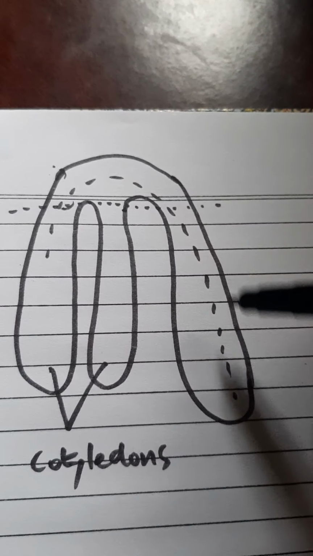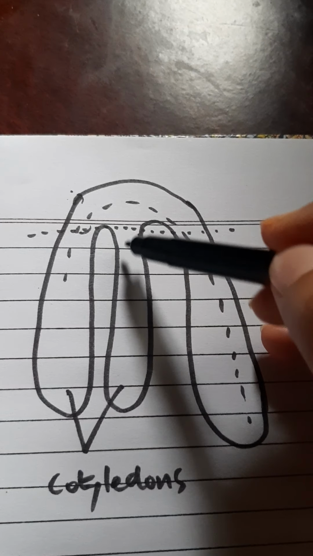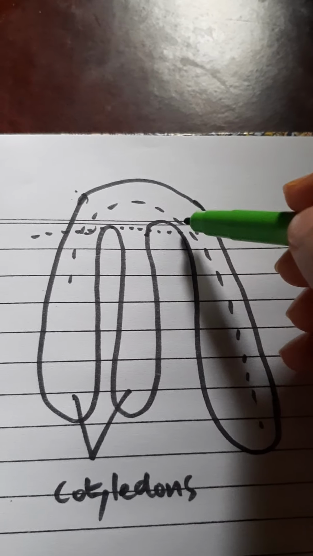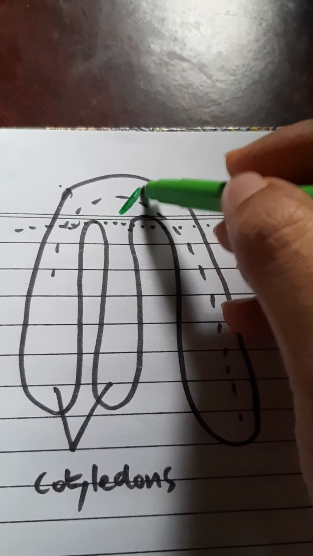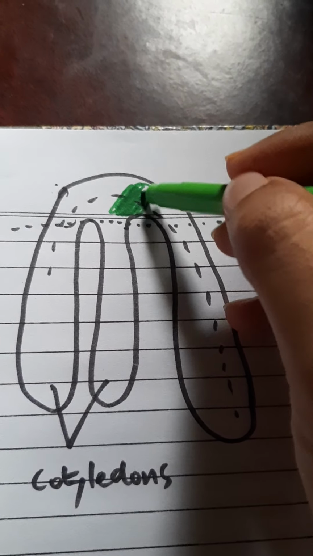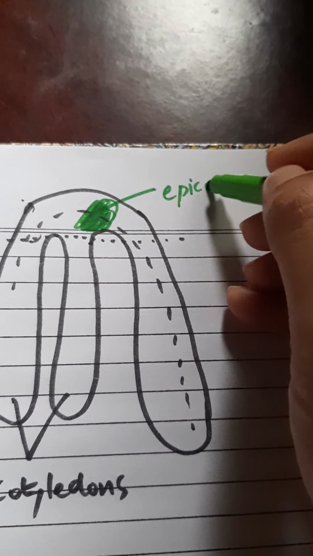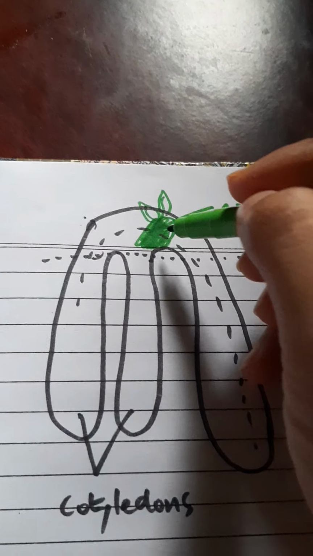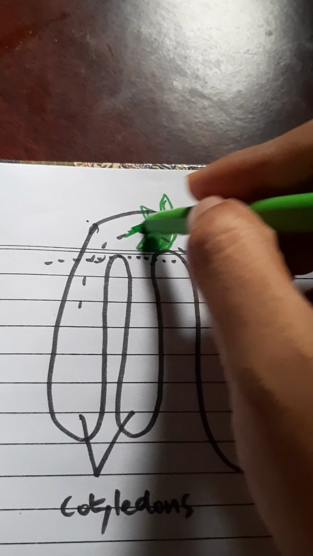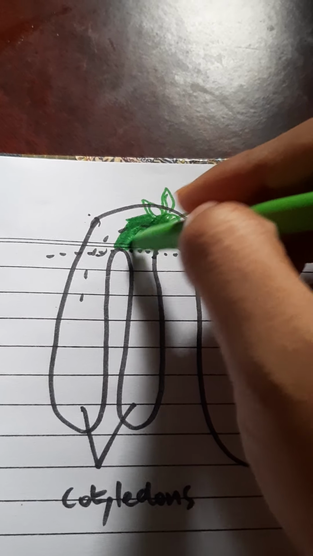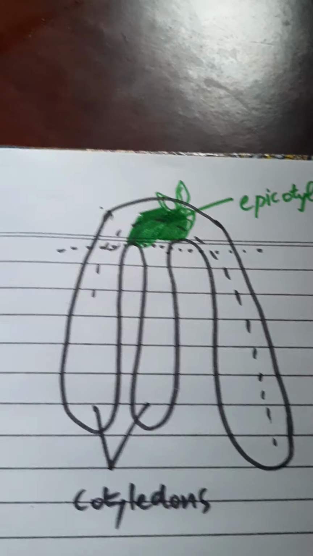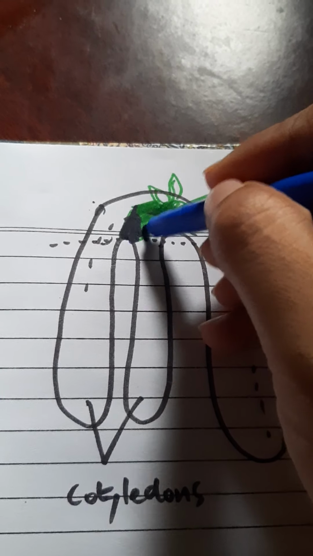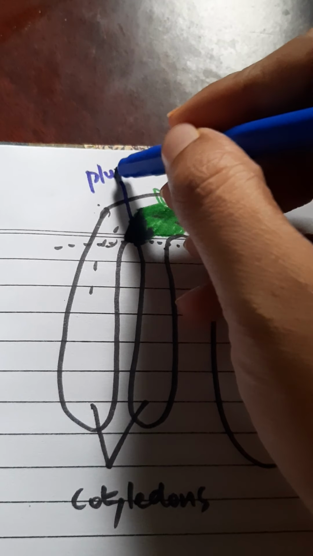The part of the embryonal axis above the level of attachment of cotyledons, so this is the level of attachment of the cotyledons. That part, above the level of attachment, will have tissues called epicotyle. As I told you earlier, epicotyle will develop to form the future leaves, and the epicotyle will terminate to form the plumule. So this part, the terminating part of the epicotyle, is called plumule.